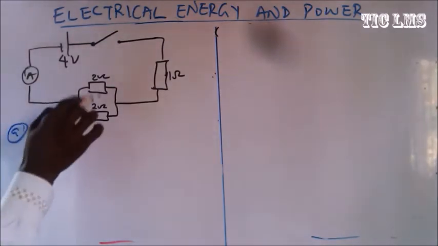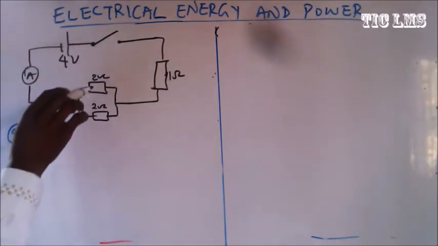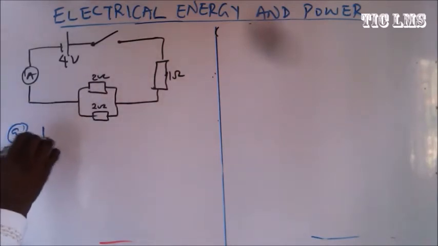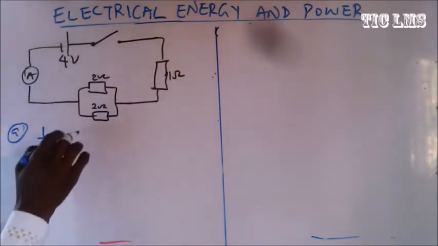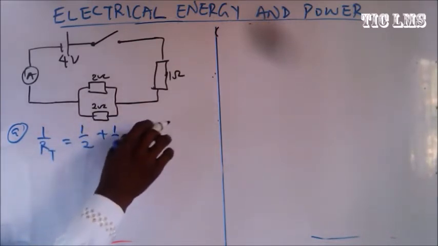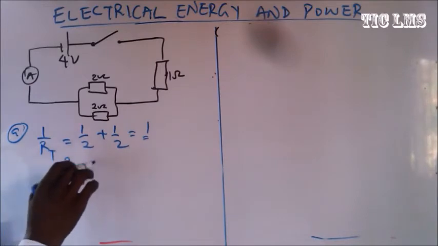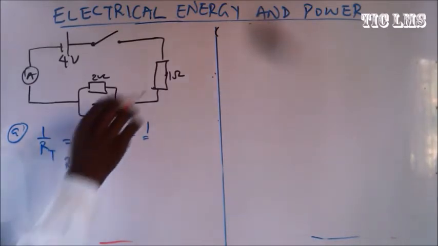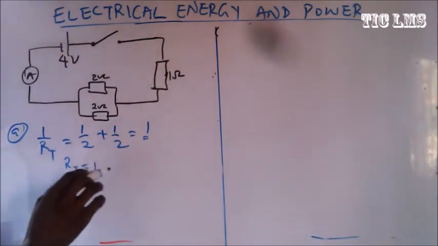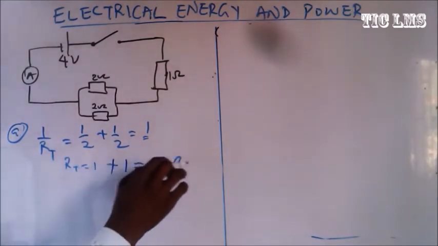Alright, so in the first instance, we have to calculate the current through the ammeter. First is to calculate the total resistance of these parallel resistors. So we have 1 over RT equal to 1 over 2 plus 1 over 2, and this will give us 1. So the RT here is equal to 1. Then we have an external resistor here as 1. So the total will be 1 plus 1, and that is 2 ohms.